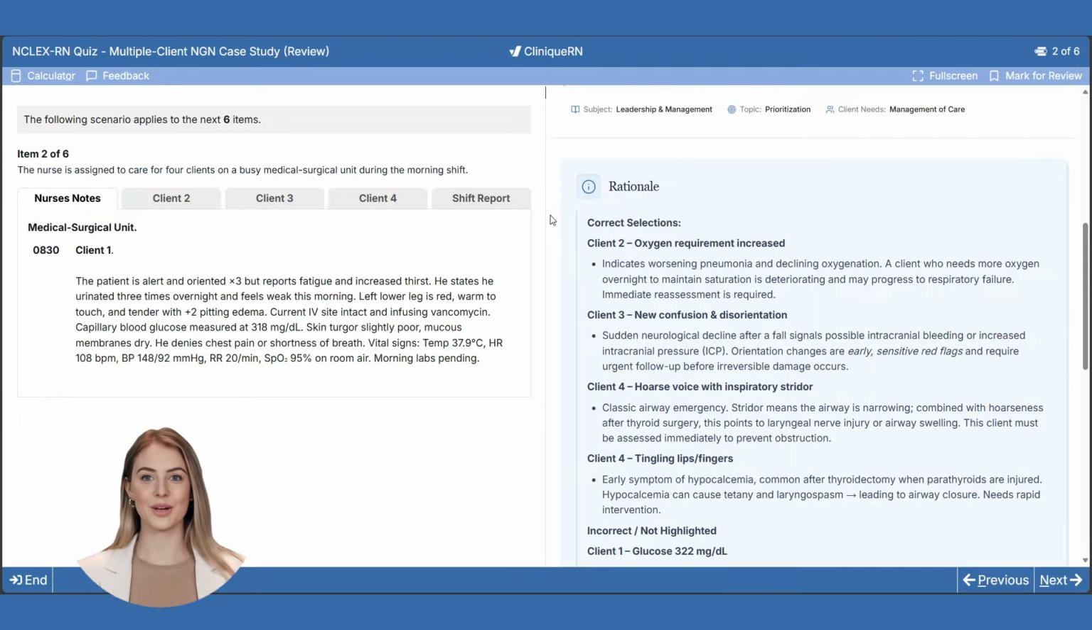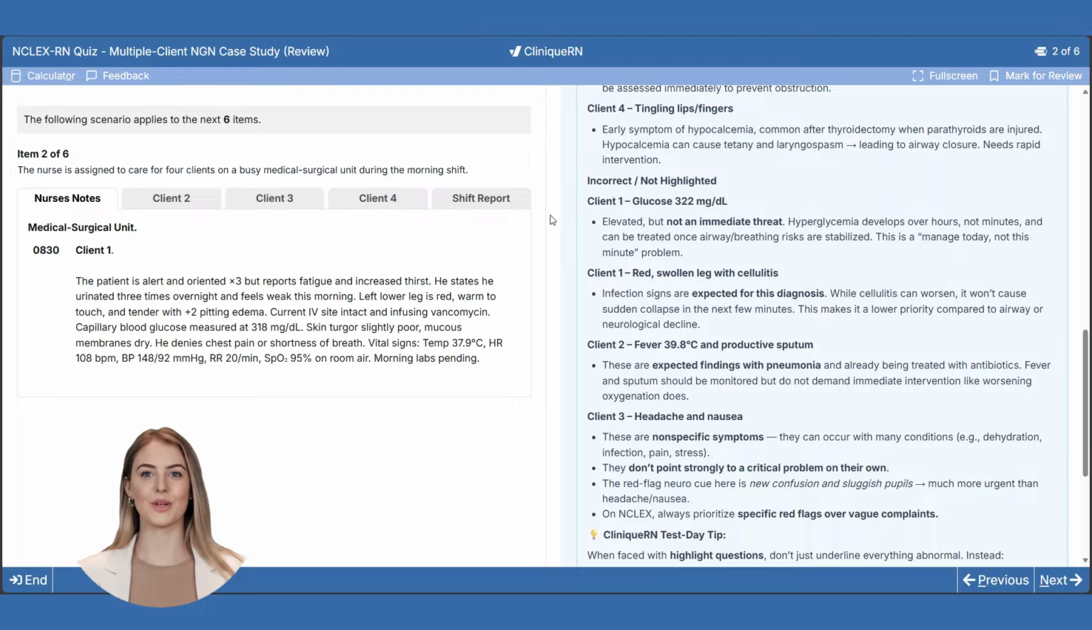Client 1, glucose 322 milligrams per deciliter. Elevated, but not an immediate threat. Hyperglycemia develops over hours, not minutes, and can be treated once the airway or breathing risks are stabilized. This is a manage today, not this minute problem.